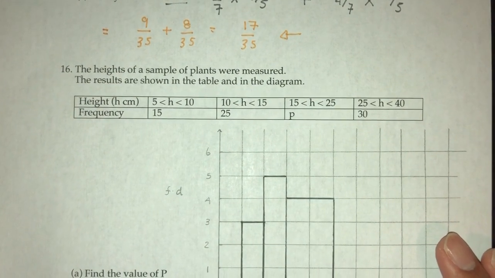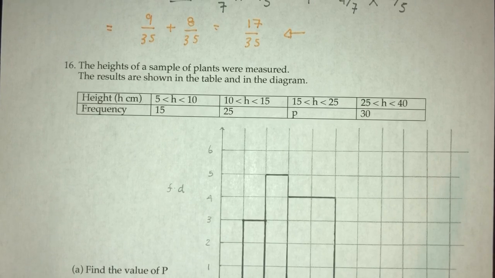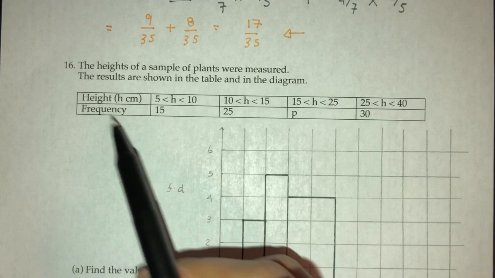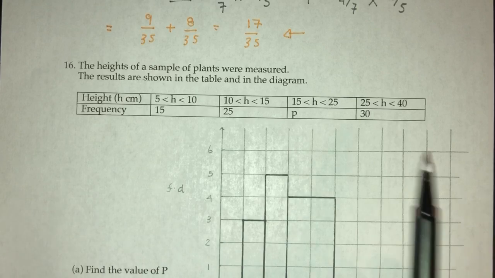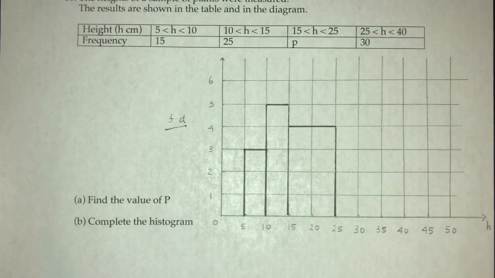Now let's move on to question 16. The heights of a sample of plants were measured. The results are shown in the table below and in the diagram. So let's see, what do we have? We have the height and the frequency, and here we have the histogram. This is the frequency density, and here we have the height.